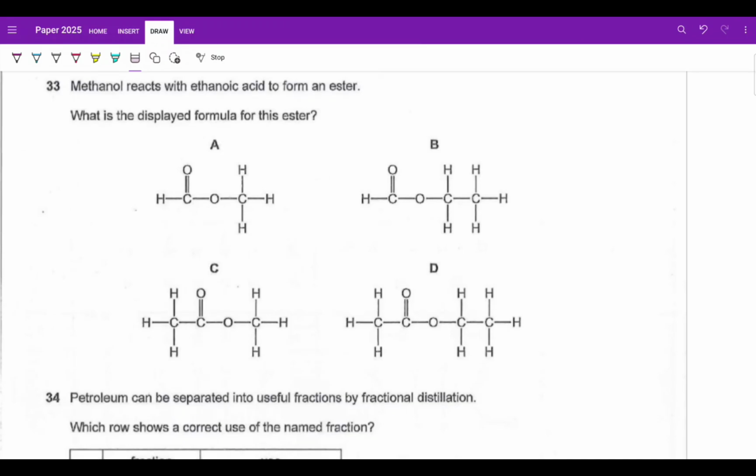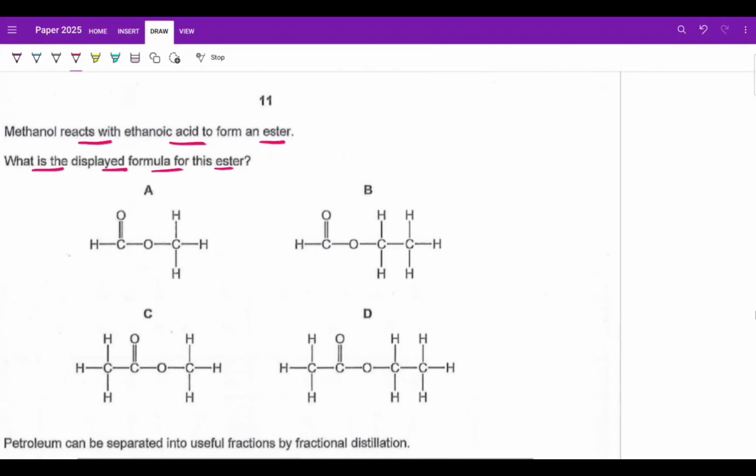Question 33 says methanol reacts with ethanoic acid to form an ester. What is the displayed formula for the ester? Okay, so whenever we react the acid, RCOOH, with an alcohol, suppose it is R'-OH, in the presence of H2SO4, what will they form?